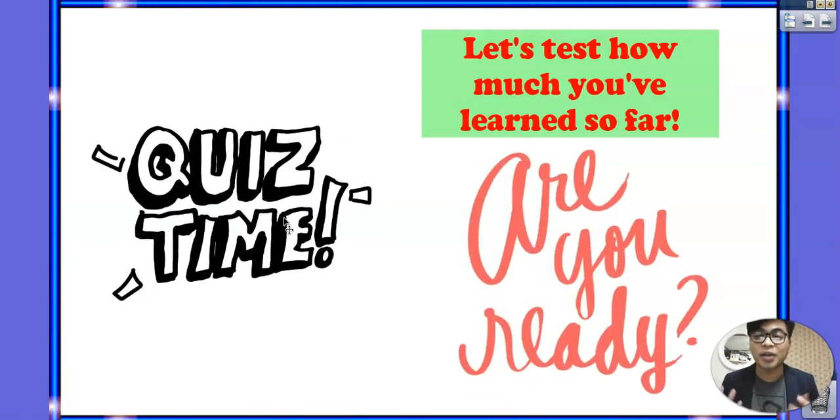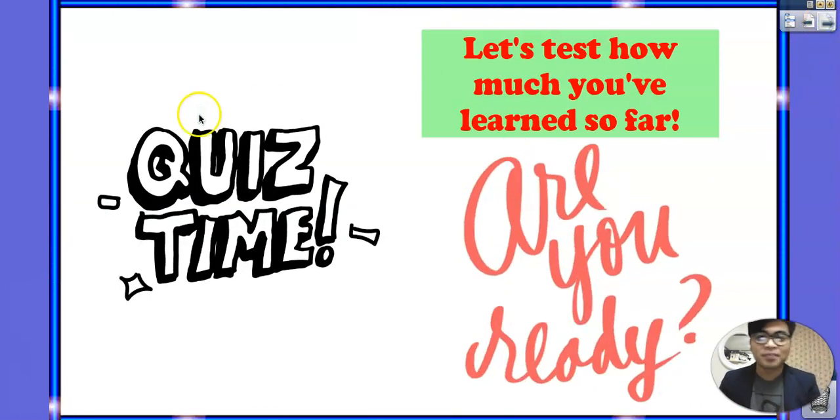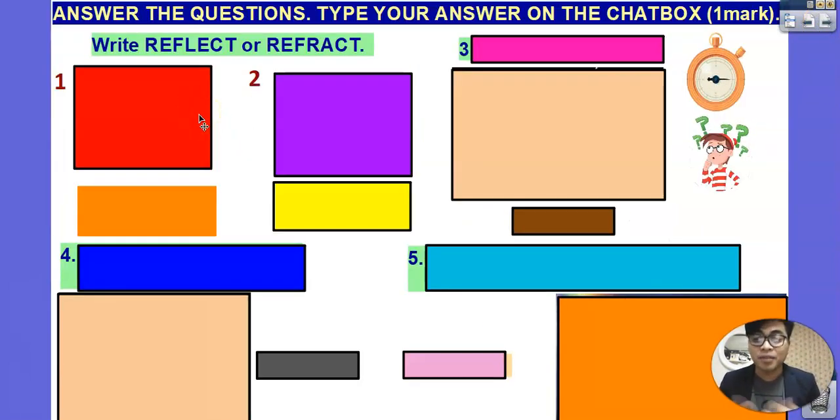So today, so far, we have discussed the refraction of light, the dispersion of light, and how we see colors. So this time let's test how much you have learned so far. Please prepare your pen and notes to answer, and later on I'm going to record your mark, and you can let me know about your mark.